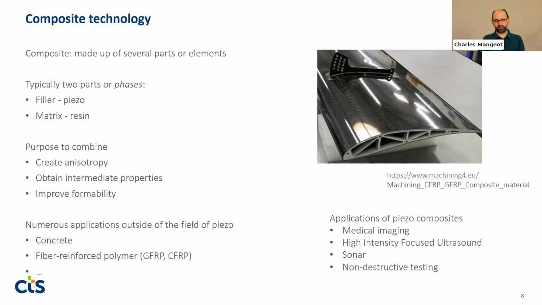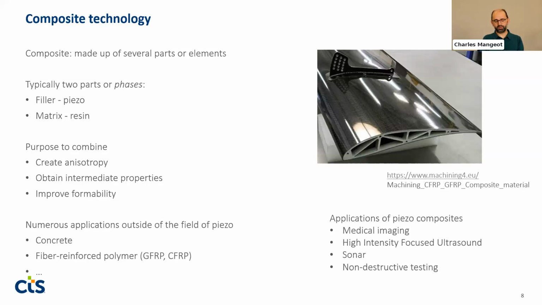The reason why people are interested in composites can be, well, there are different reasons. One is to create anisotropy. This is something you can see, for example, in CFRP, or carbon fiber reinforced plastics, where using the fibers, you can increase the strength in one or two directions and achieve some specific material properties.